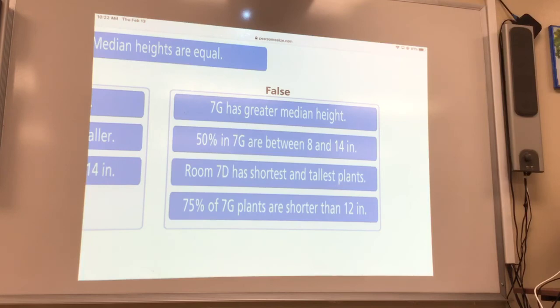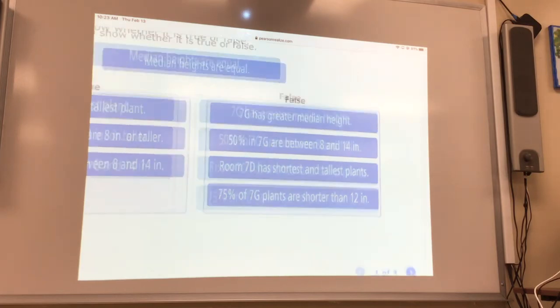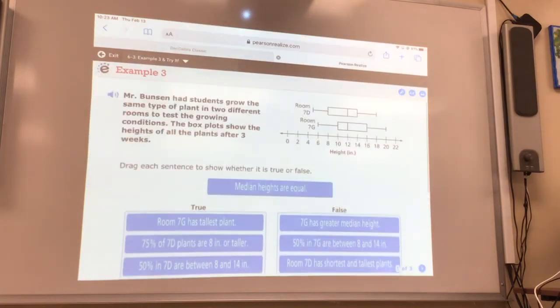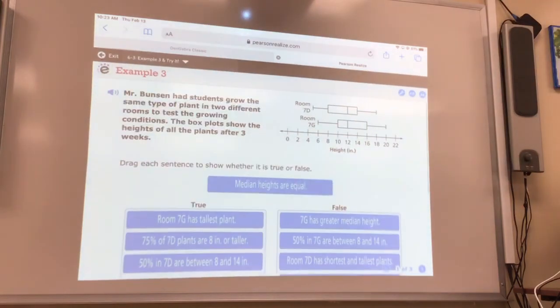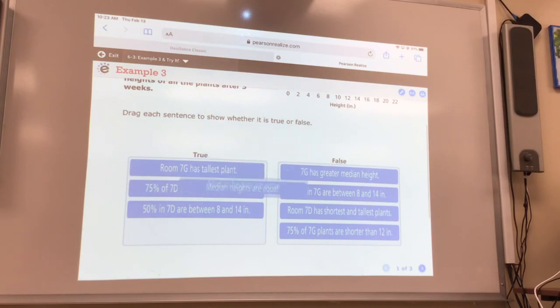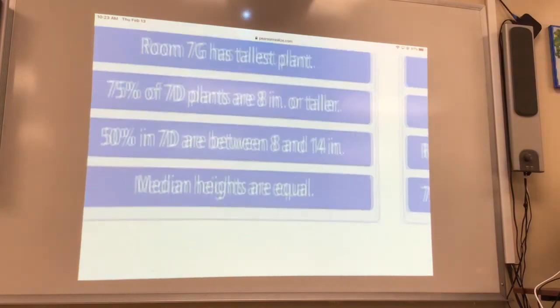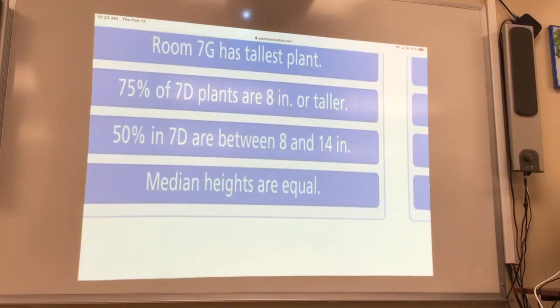The median is the mark that splits it 50 and 50. And this one is gonna be true. So I would assume our last one's gonna be true, but let's look and see what they say. Median heights are equal? Is that true? We did talk about that. That one is a true statement. Median heights are exactly equal. True statement.